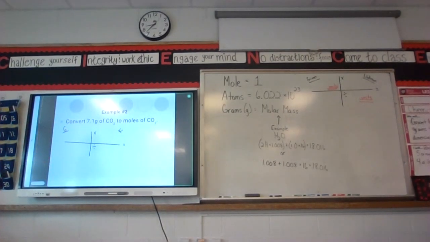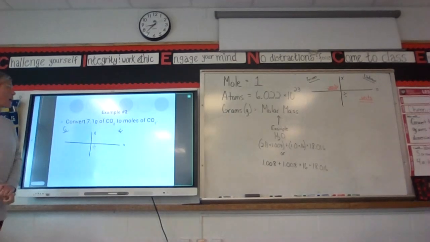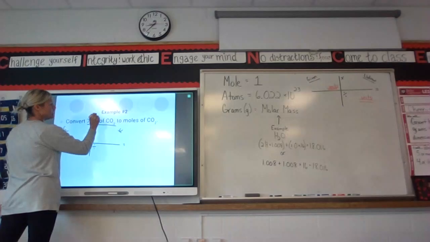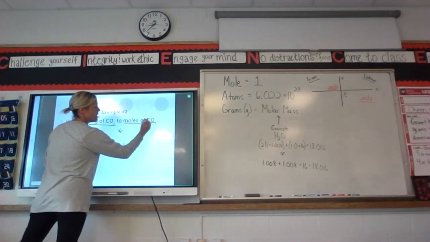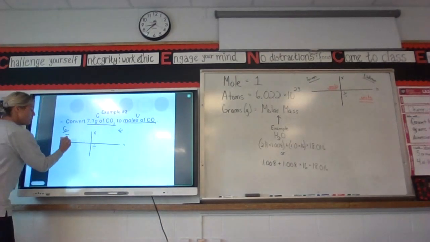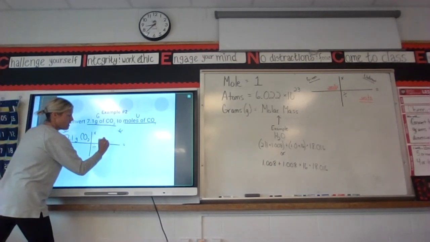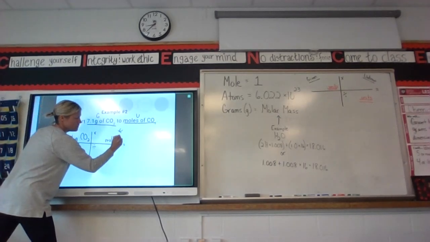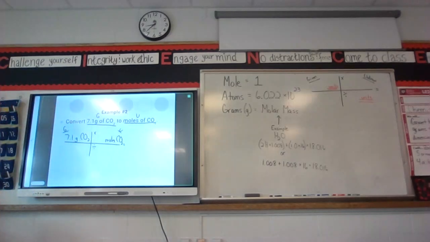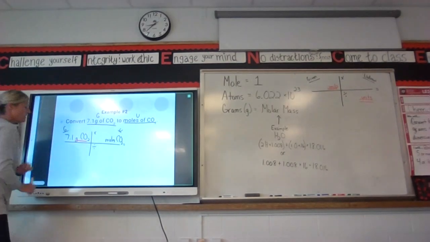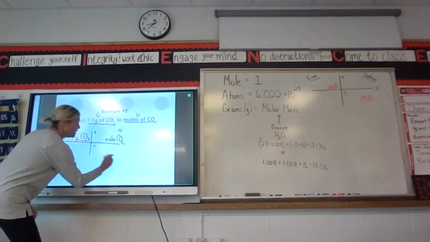This here is my given. This here is my unknown. So 7.1 grams of CO2 goes here, and moles of CO2 goes here. With me so far? If grams of CO2 is here, where else does it go? On the bottom.